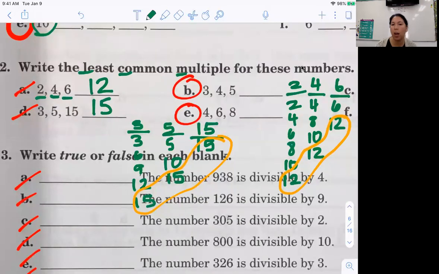All right, now your job is to try B and E. So you're gonna count for 3, 4, and 5, and then for 4, 6, and 8. Now use scratch paper, just like I did, write out your multiples and try those two on your own. Pause the video if you haven't already.